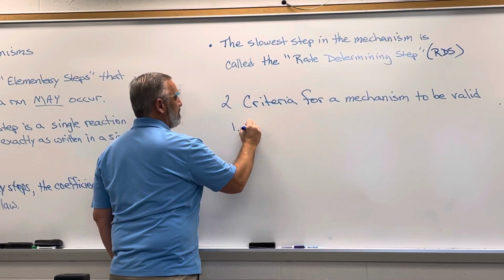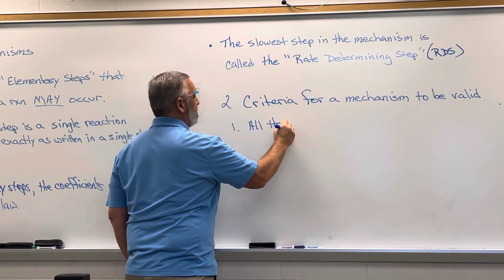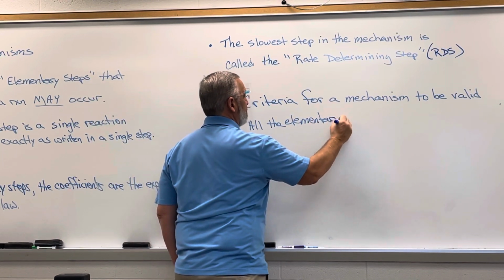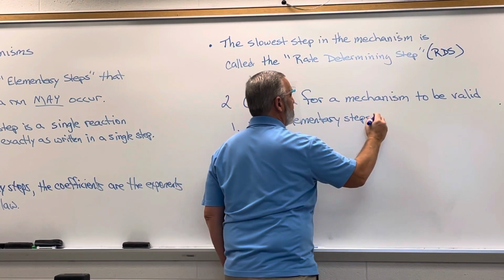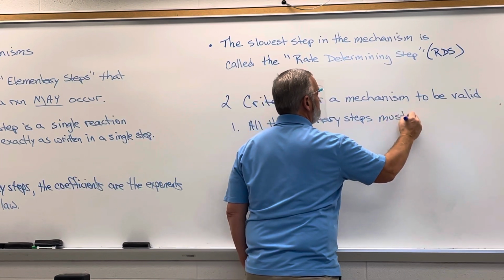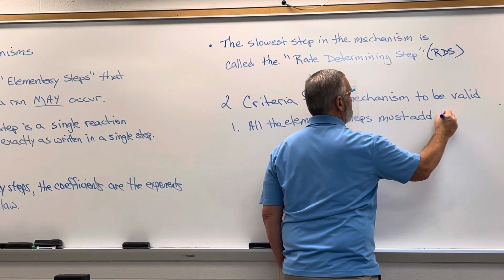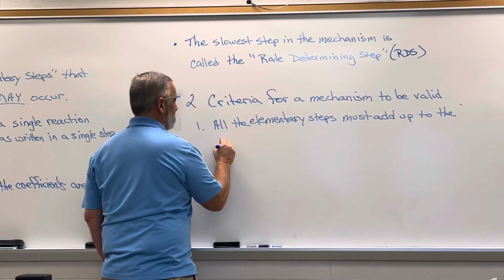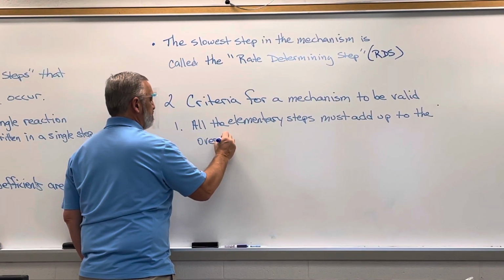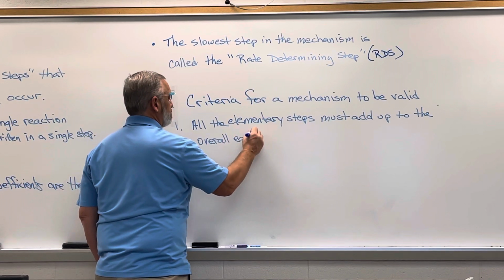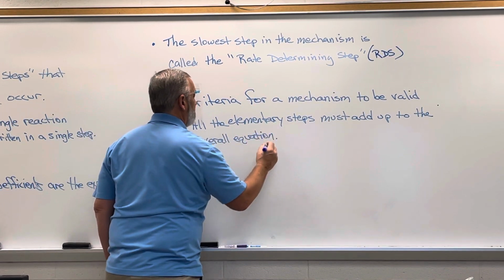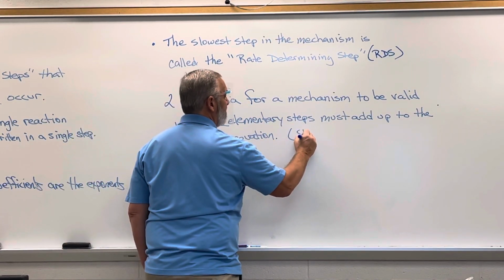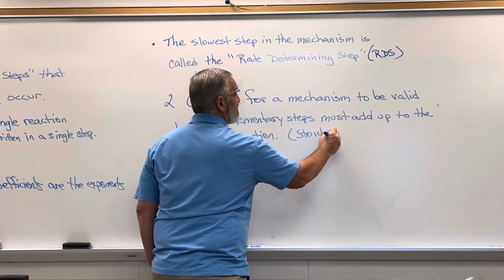Number 1, all the elementary steps must add up to the overall equation. I'll give you an example of that here in a second. And then number 2, and we call this the stoichiometry. This is just like Hess's law.